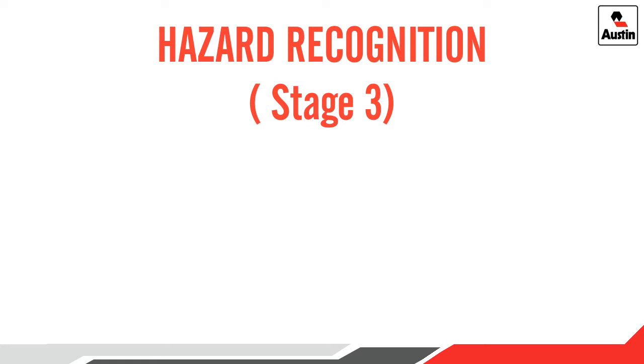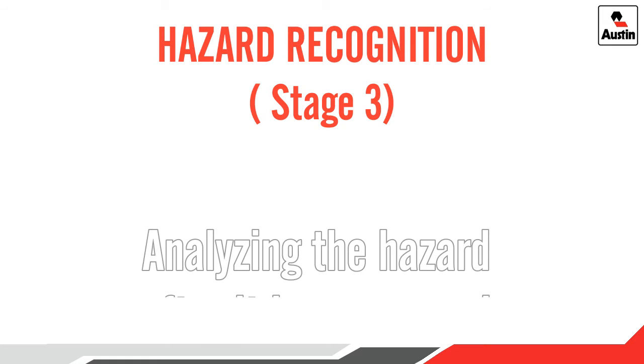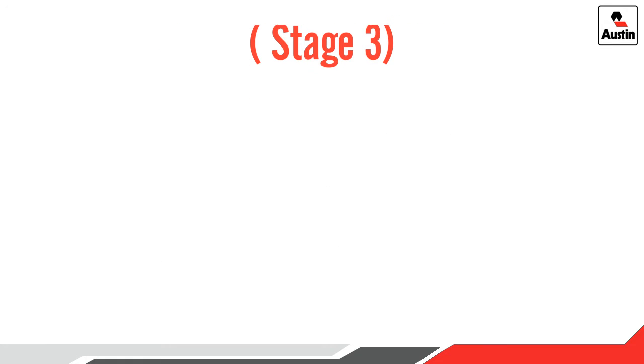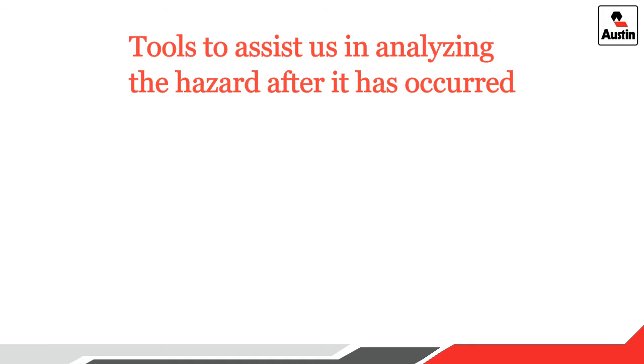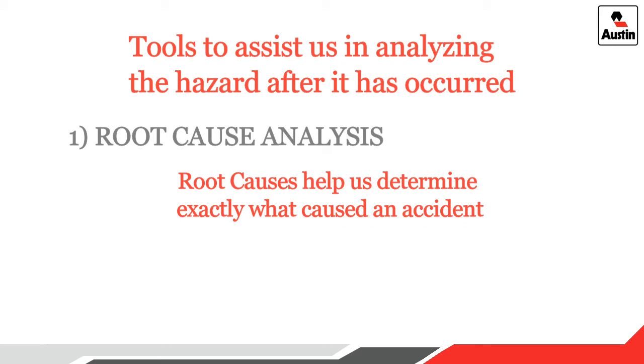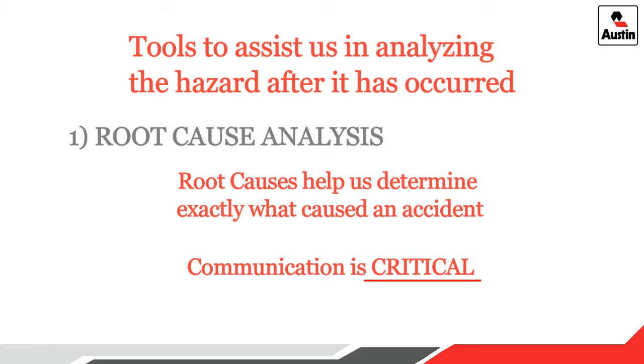The final stage of hazard recognition is identifying the hazard that caused an accident, analyzing the hazard, and taking steps to control the hazard and prevent it from occurring again. There are several tools that assist us in analyzing the hazard after it has occurred. First, performing a root cause analysis to identify exactly what caused an accident.